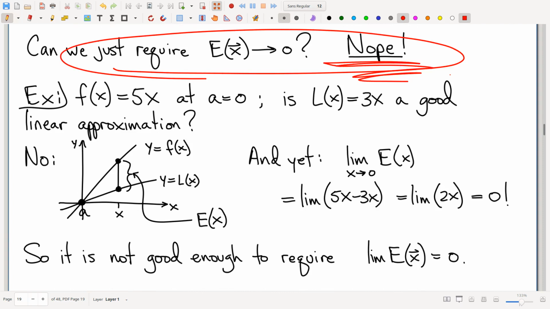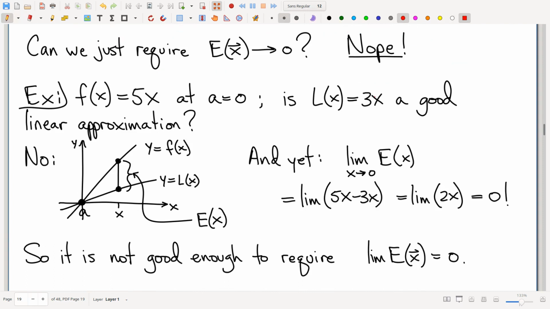Now here's my counterexample, yet another counterexample. Let's think about this function right here. F of x equals 5x. Here's the graph. And let me make an obviously ridiculous attempt to form a linear approximation. Now I'm going to again say this is obviously ridiculous. It would be silly to say that 3x is the linear approximation of 5x. Obviously wrong. 5x is the linear approximation of 5x.